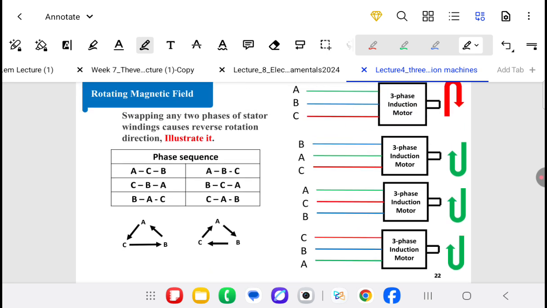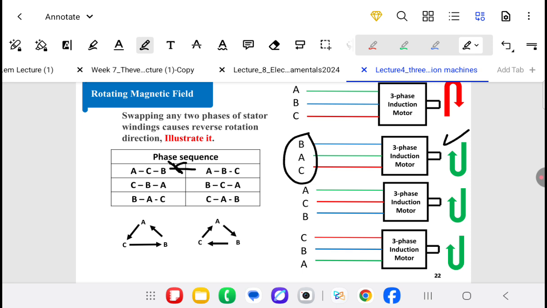If we swap phases A, B, and C as on the left side, we will obtain a direction of rotation in the opposite direction. This is A, B, C. If we have B, A, we substituted A with B and B with A. We swapped B with A. Then we have the rotation direction opposite to the phase sequence ABC.